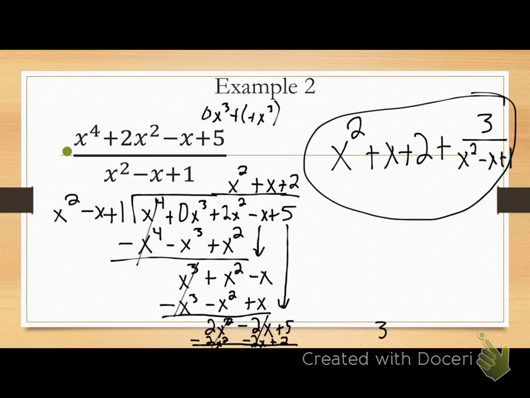Questions on example 2? We're kind of getting the hang of it. It's kind of a long process, but it's very similar to long division with just regular numbers, correct? There's a few minor differences here and there, but overall it's generally the same. Okay? Am I good to move on to the last example?